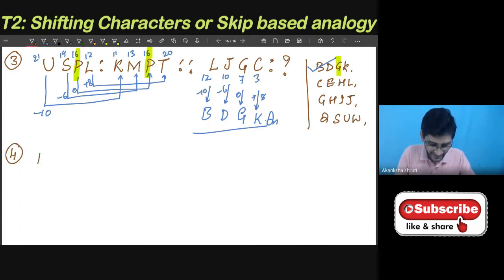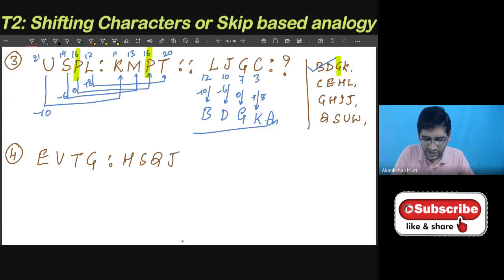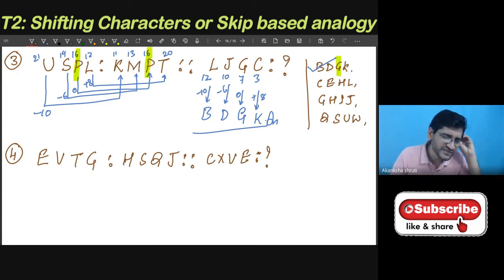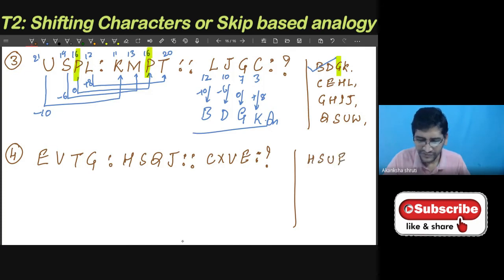Let me take E, V, T, G is to H, S, Q, J, then C, X, V, E is to what? Quickly find it. Let me give here options. H, S, U, F, say M, S, U, P, F, U, S, M, and the last one is none also.